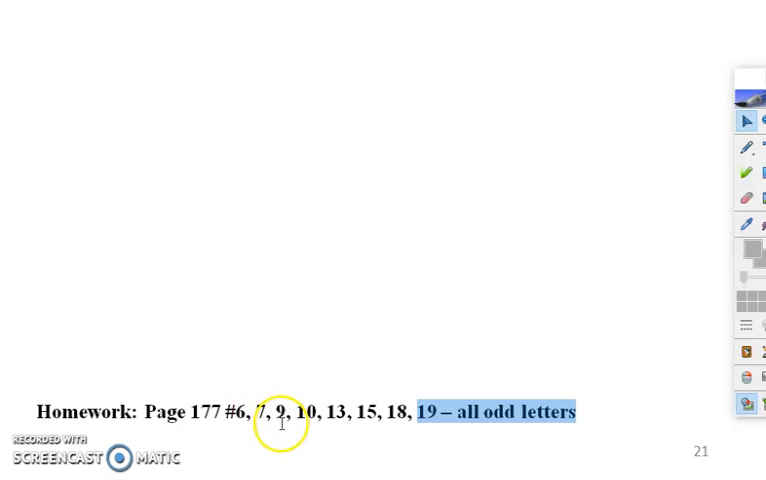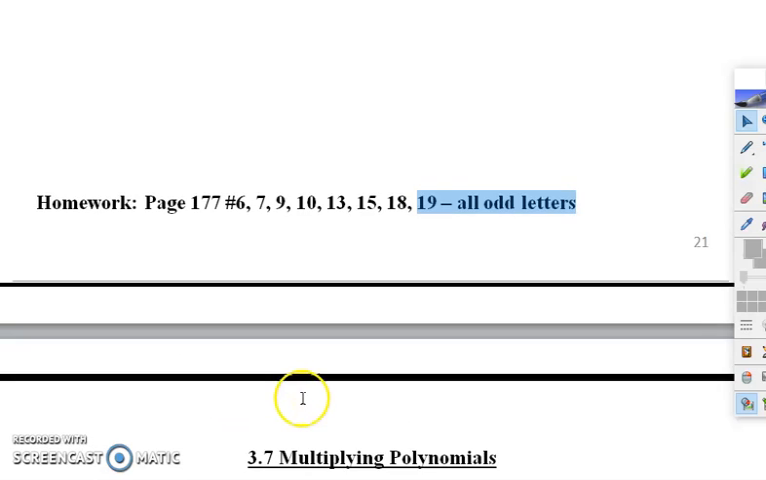So in the next video, we'll continue on and we'll work with 3.7. And we're going to look at some multiplying strategies.